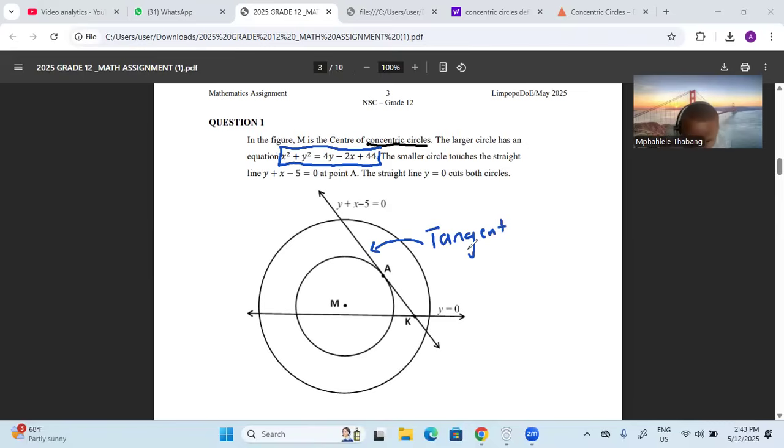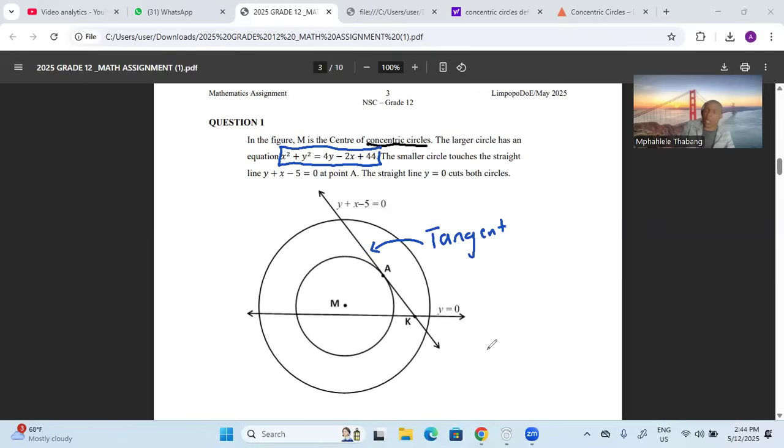So the line y plus x minus 5 equals 0 is the line of tangent. It is tangent to the smaller circle. Why am I saying this straight line y plus x minus 5 equals 0 is tangent? It is tangent because it is touching the small circle only at one point. If you have a straight line that touches the circle only at one point, we say that straight line is tangent to the circle.